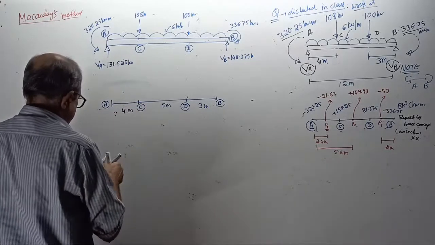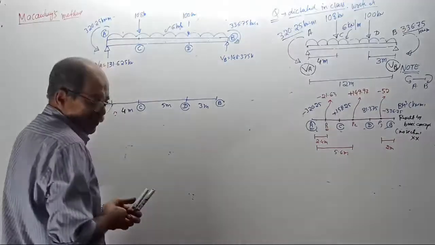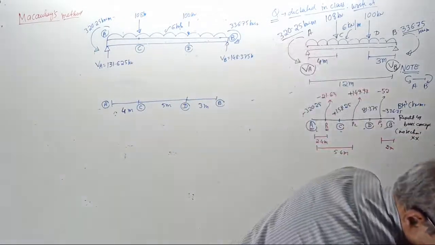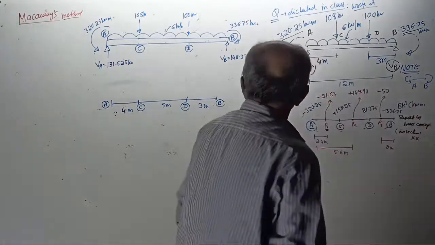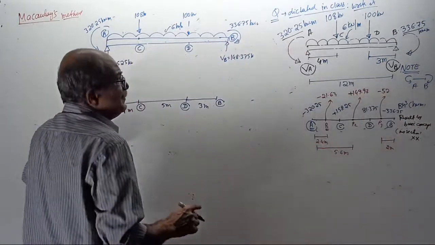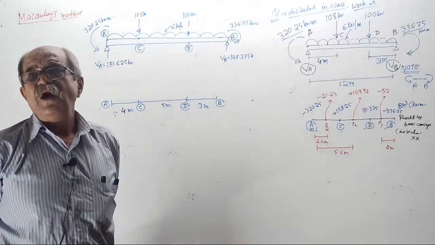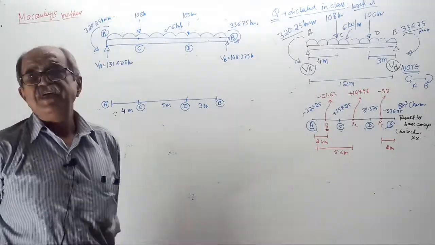4 meter, okay. This side, throw it outside, not required. One black I require now. Okay, now, random point, I use black color. Now what you do is, in the double integration method or Macaulay's method, you have to take section XX.